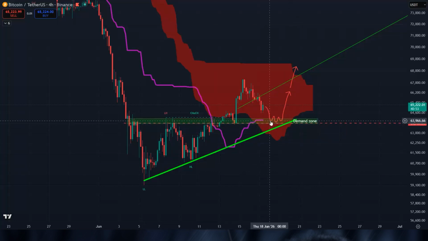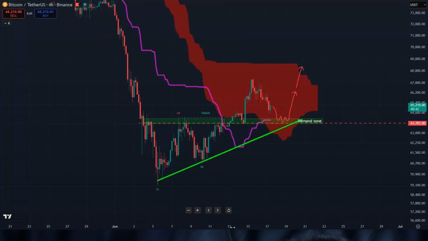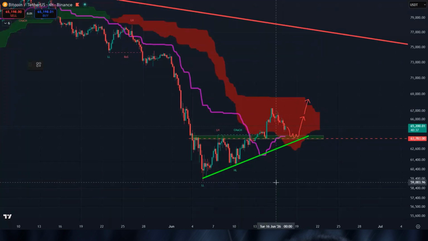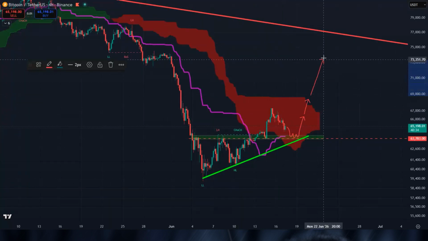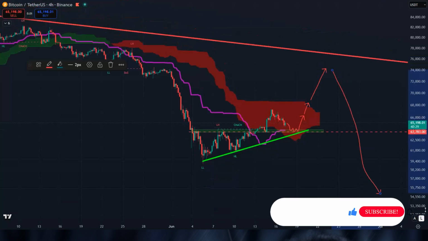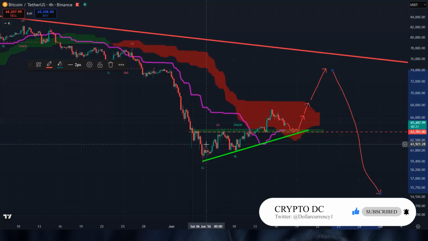Okay, and after that you could look for a short-term upside, but note that because the higher time frame trend is to the downside, even if you go up to this zone, the general trend would be moving towards 55k, 53k. Okay, I bought Bitcoin at $60,000 for my long-term bag, and I'm looking to buy more Bitcoin.